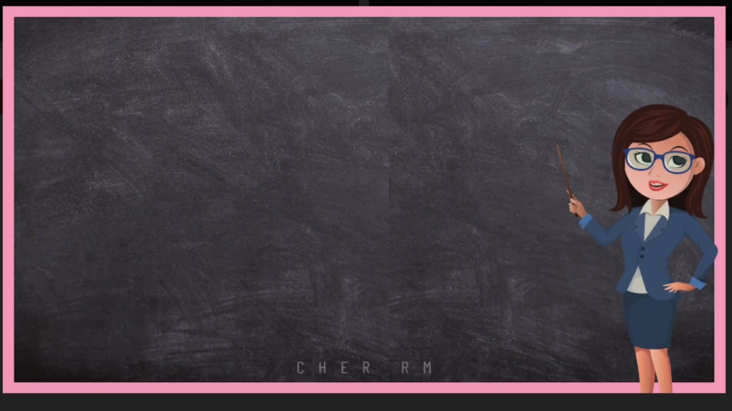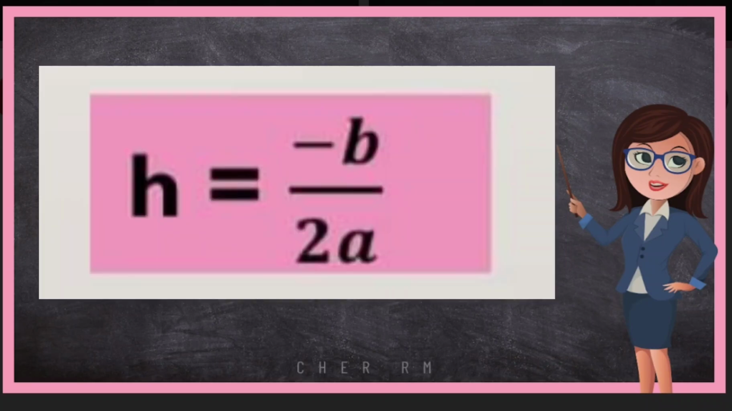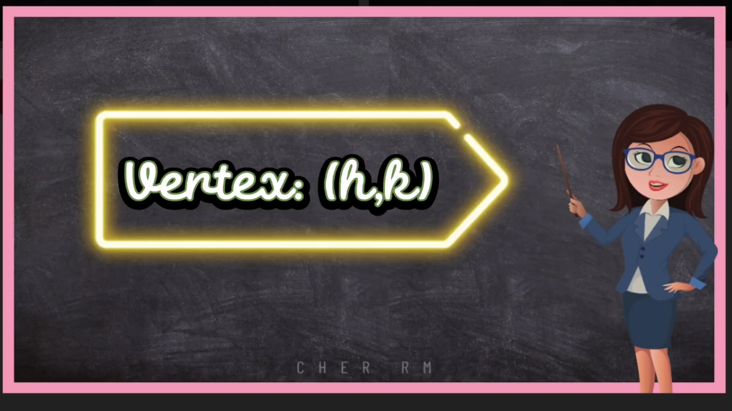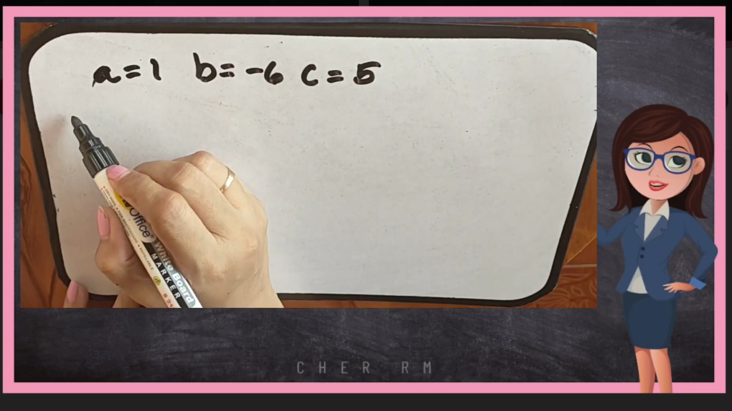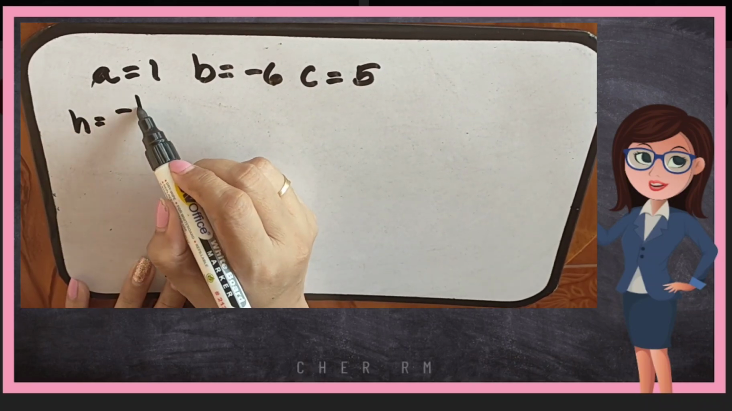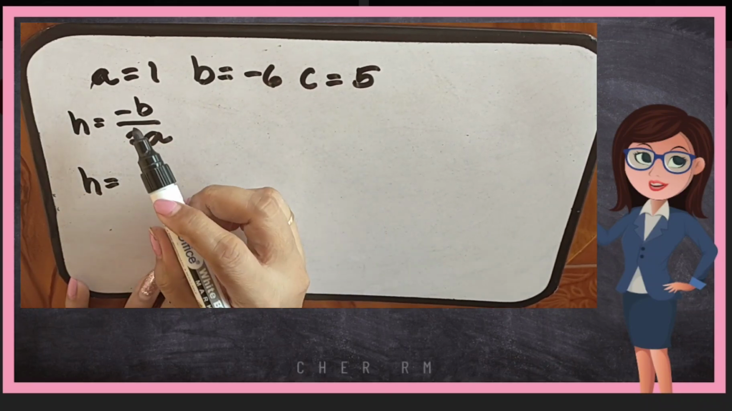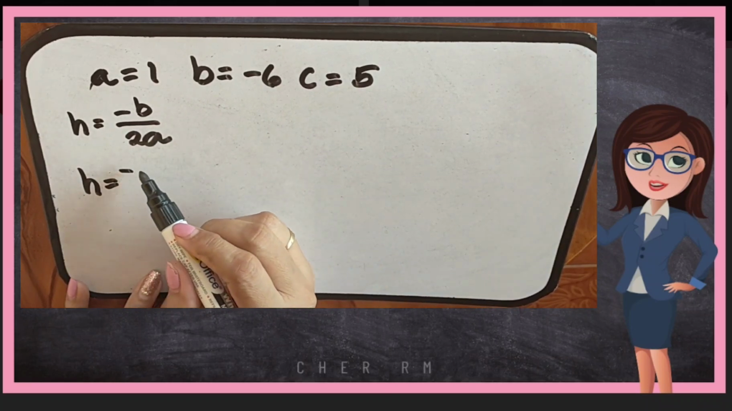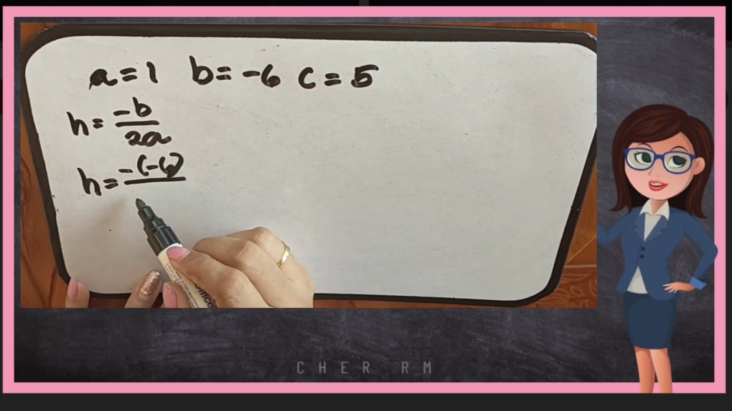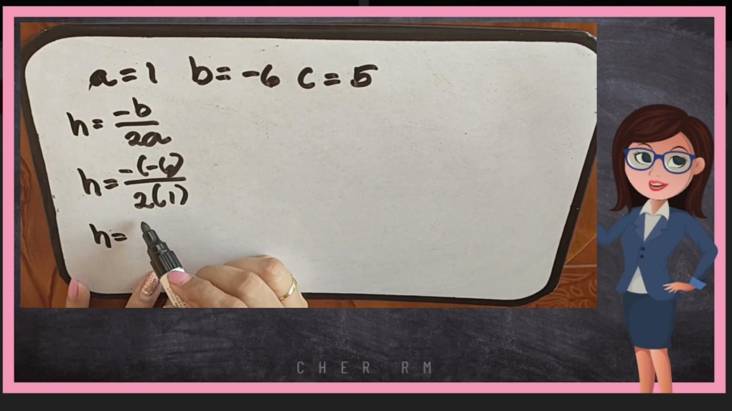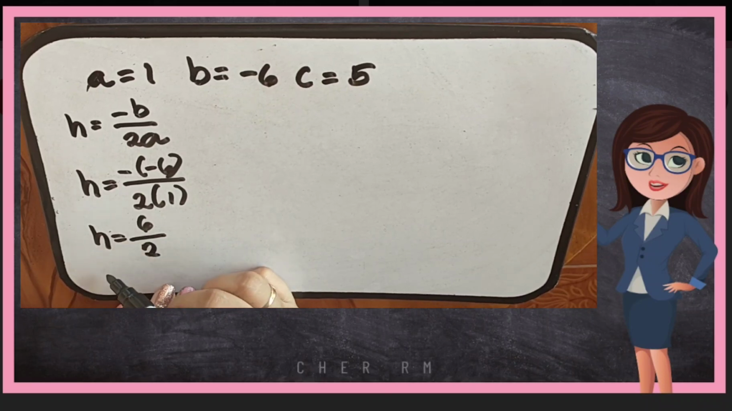Then after that, let us use the formula h equals negative b over 2a, and for k, we have k equals 4ac minus b squared all over 4a. That is the vertex of the quadratic function. So h equals negative b over 2a. Substitute the value of b, which is negative 6, over 2 times 1, which is the value of a. So we have h is equal to positive 6 over 2. Then h is equal to positive 3.